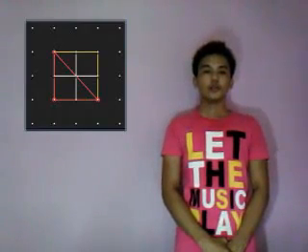Another example would be when you have a diagonal passing through 2 square units. But as I said, we have to divide it by 2. So the area of this triangle surrounded by a red rubber band is equal to 1 square unit.